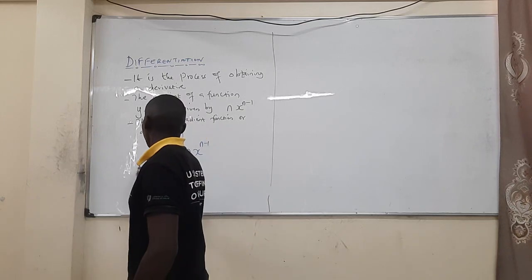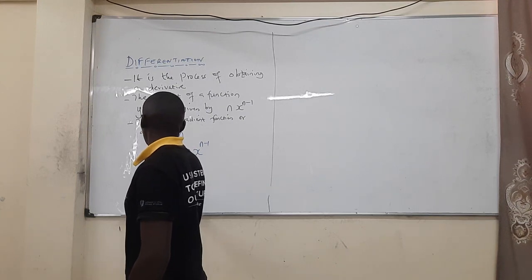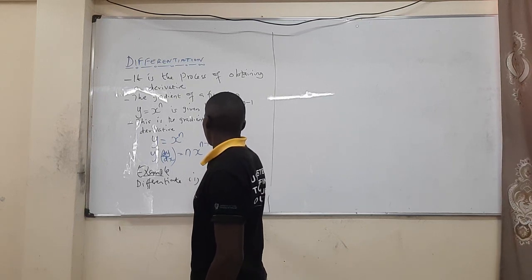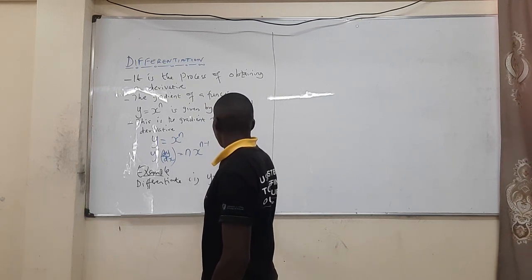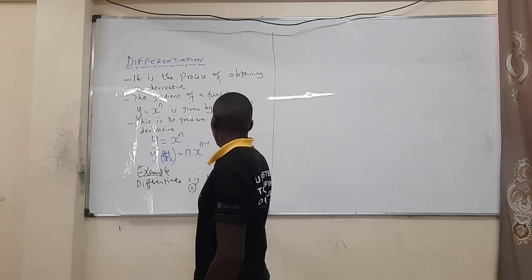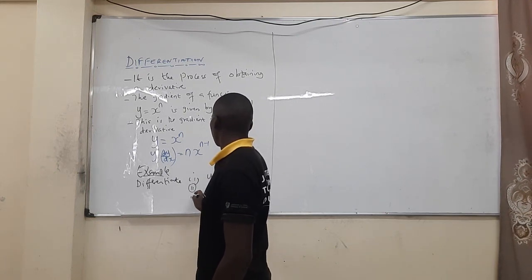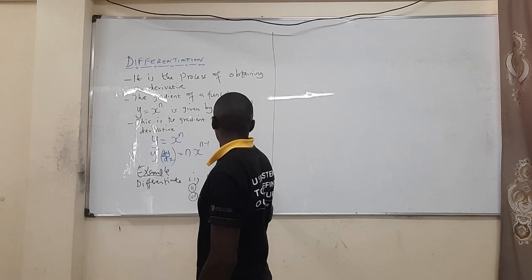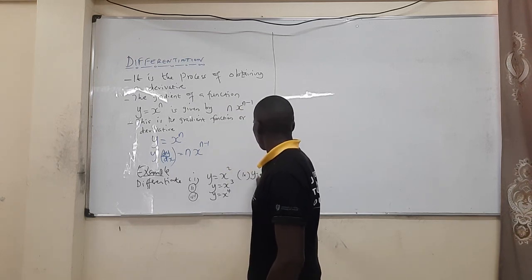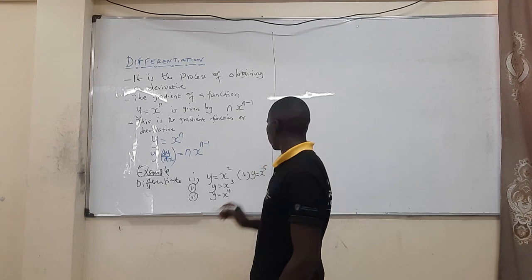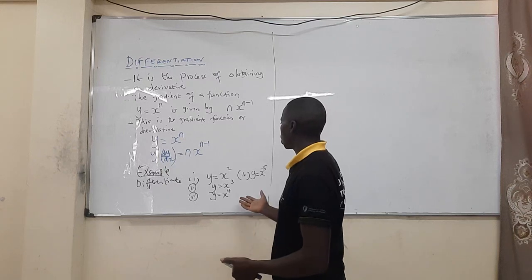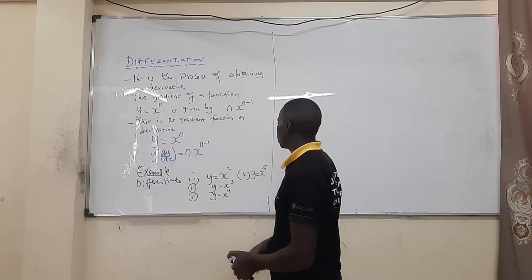Example: differentiate 1, y equals x squared; 2, y equals x cubed; 3, y equals x power 4; then part 4, y equals x power minus 5. So let's have those examples and see how I'm able to differentiate these functions. Let's start with the first one.